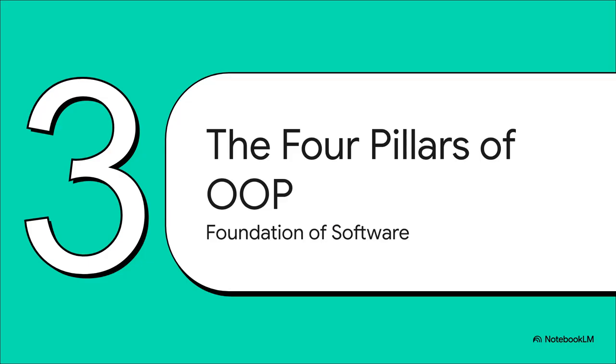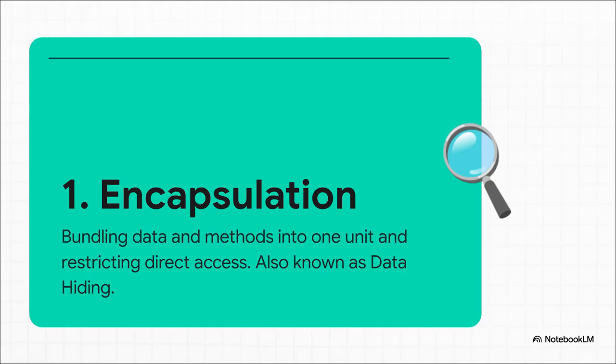Okay, so now we have our blueprints, our classes, and our real things, our objects. So what is it that makes this whole system so incredibly powerful and organized? Well, it all rests on 4 key principles, what everyone calls the 4 pillars of OOP. First up, we have encapsulation.